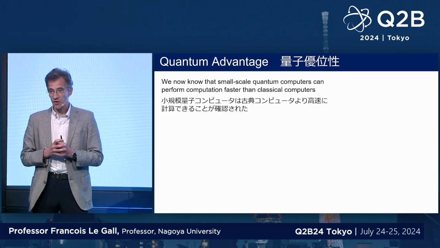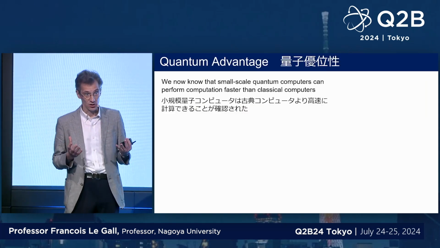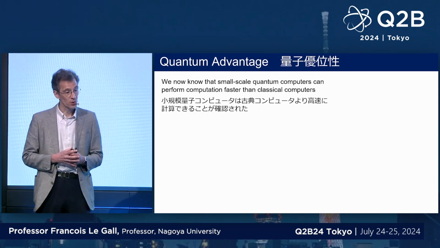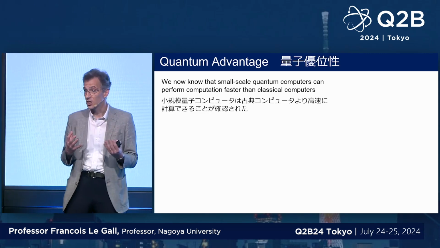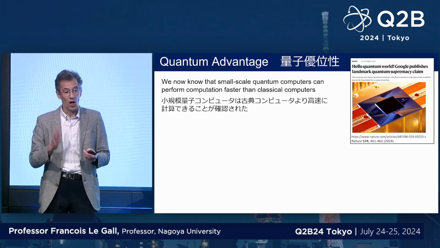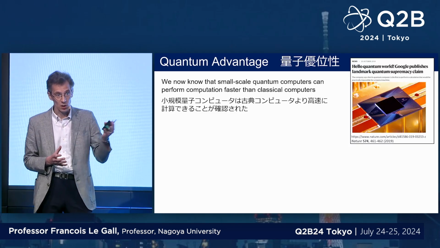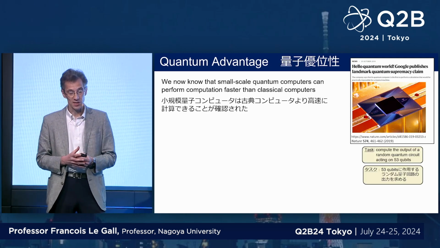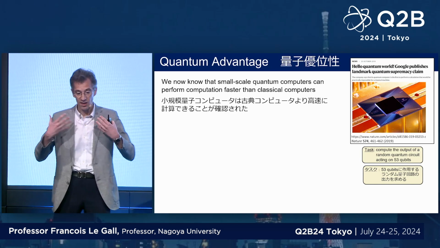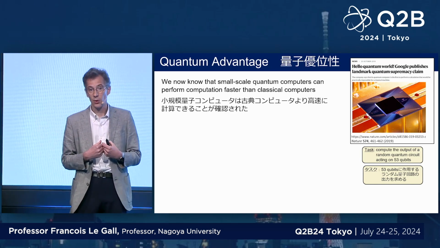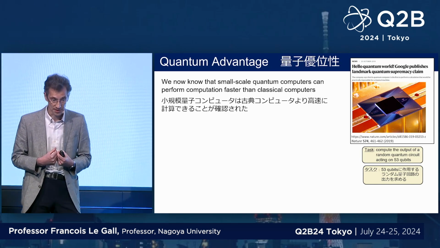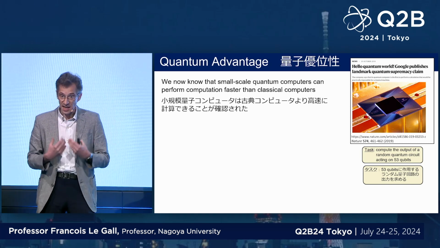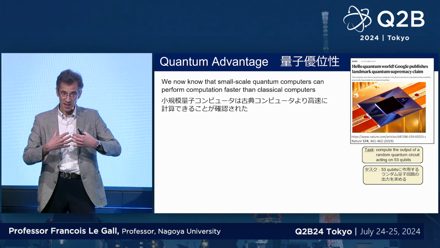And the topic of this talk will be quantum advantage. So first of all, we know that small-scale quantum computers can perform computation faster than classical computers. A famous example is Google's quantum supremacy experiment in 2019. The task considered there is to compute the output of a random quantum circuit acting on 53 qubits. And there have been several further works in that direction, but they all share the same flavor.